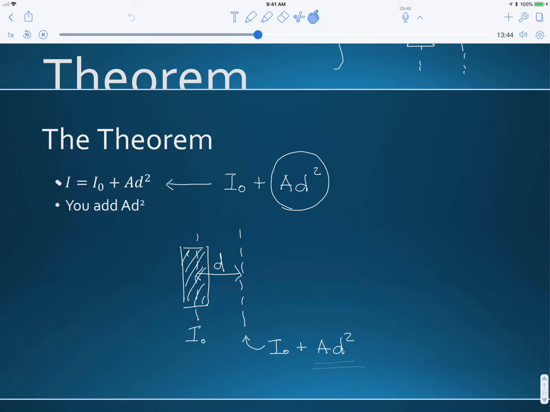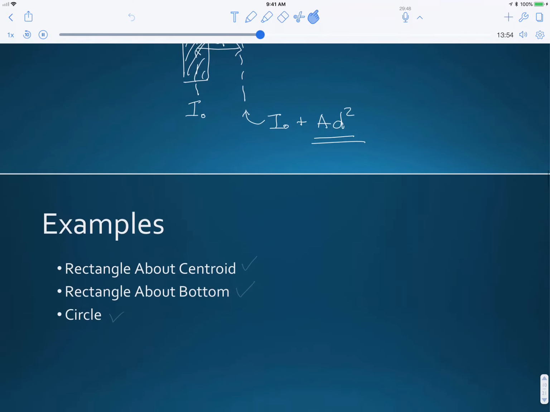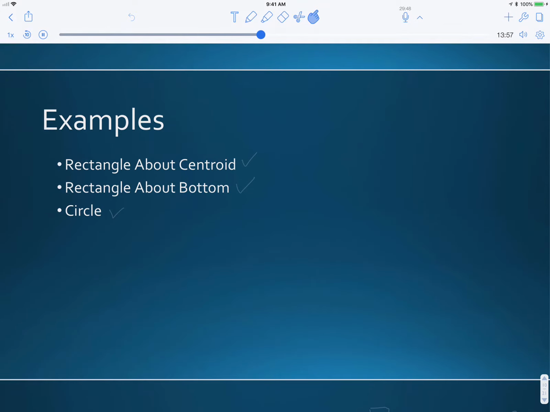That's why I knew that the moment of inertia about the centroidal axis is the minimum, because anywhere else you're adding AD squared. We'll illustrate the moment of inertia using 3 examples. We'll do a rectangle about its centroid, and then the rectangle about the bottom, which is not the centroid, and then we'll do the moment of inertia of a circle. This is one you should really memorize.